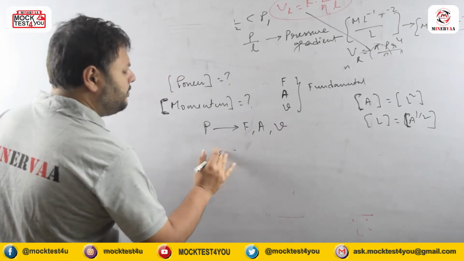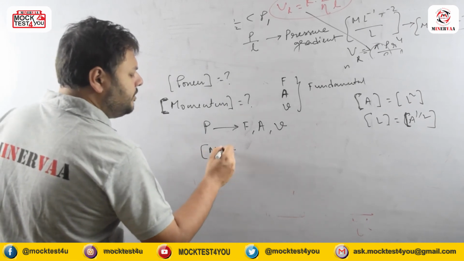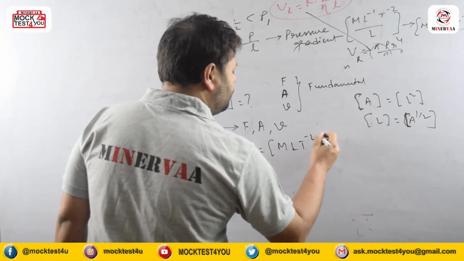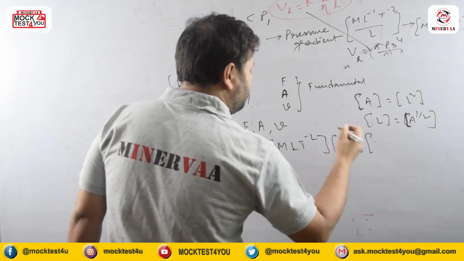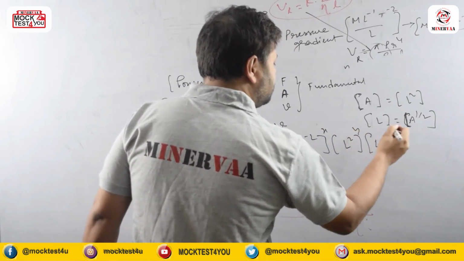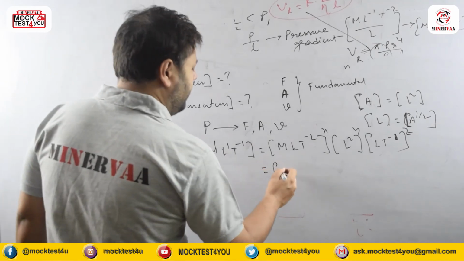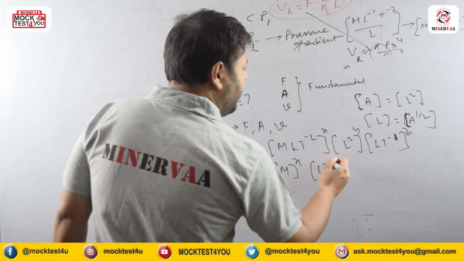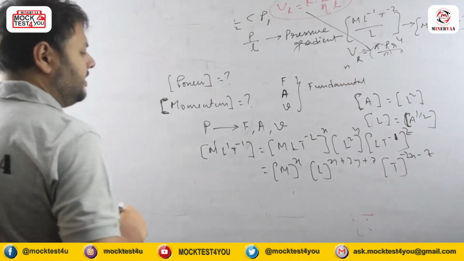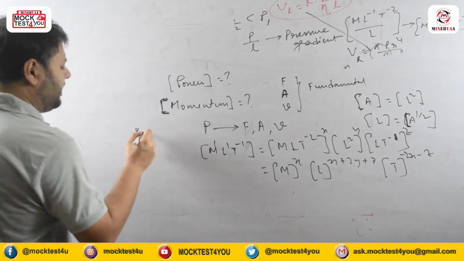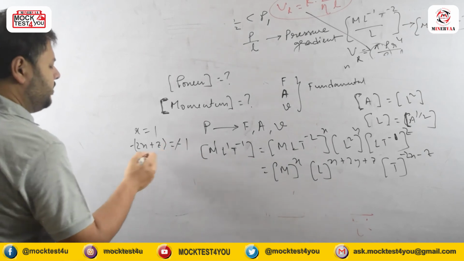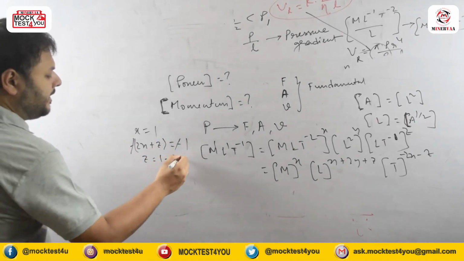So momentum, we know, is m into velocity. So M L T to the power minus 1 equals force, M L T to the power minus 2, raised to X, area, L squared, raised to Y, and V, where V stands for velocity, L T to the power minus 1, raised to Z. Comparing both sides: M to the power X, L to the power X plus 2Y plus Z, and T to the power minus 2X minus Z. So you will get X equals 1. Then minus 2X minus Z equals minus 1, so Z becomes 1 minus 2, which is minus 1.